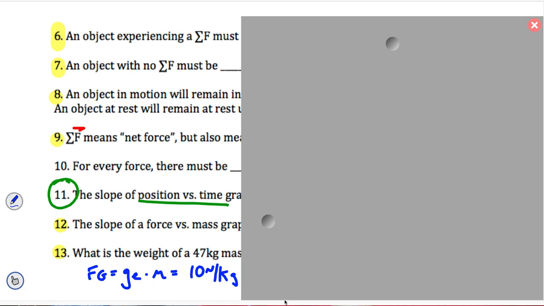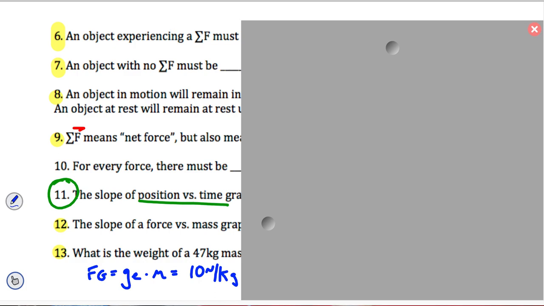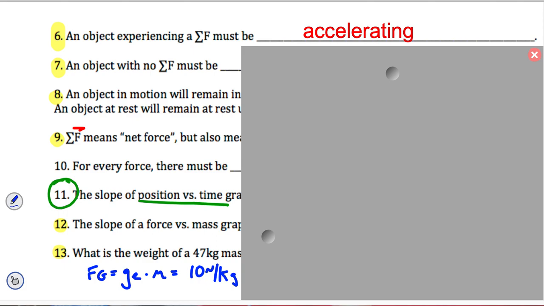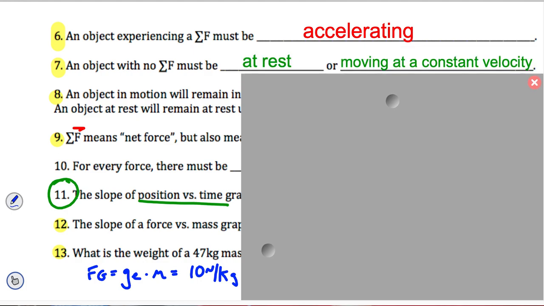We had already done the motion stuff with the stacks of graphs on the top of the page. So starting at number 6, an object experiencing a net force must be accelerating, and it must be accelerating in the direction of the net force. An object with no net force either must be at rest or moving at a constant velocity. That's Newton's first law. An object at rest will remain at rest till a net force acts upon it. An object in motion will remain in that motion till a net force acts upon it.